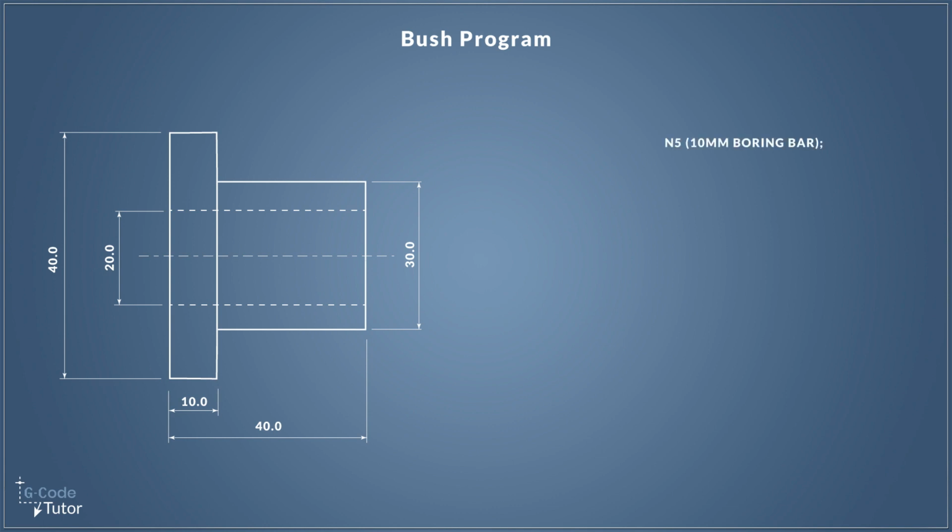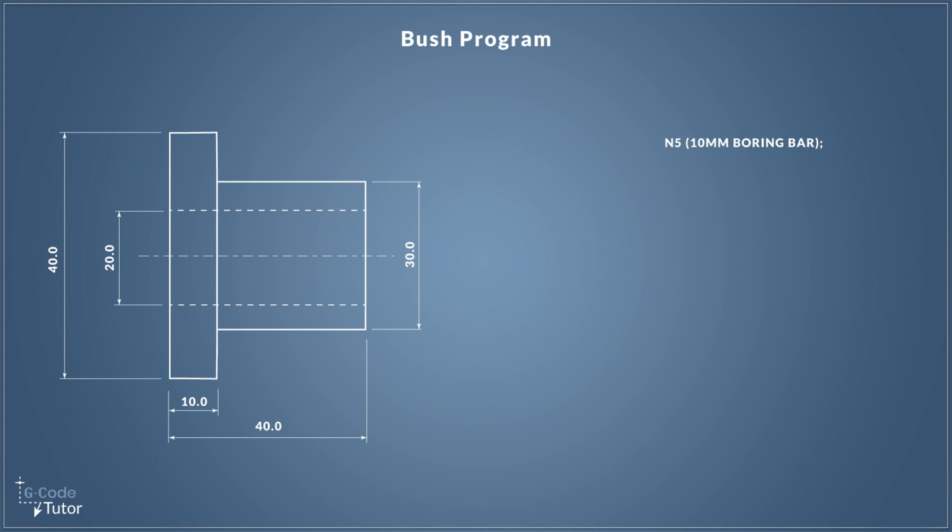So our first line is our N number. As we've spoken many times before now, we're using this as a search function so we can quickly search to this section of the program. Then in brackets, we have our operator's note. And in our operator's note, we can add all our tooling information or some information about what this sequence is going to do. Now, some people would like to add the grade of tip they're using if we're using a tipped boring bar and the size and even the part number of the boring bar.